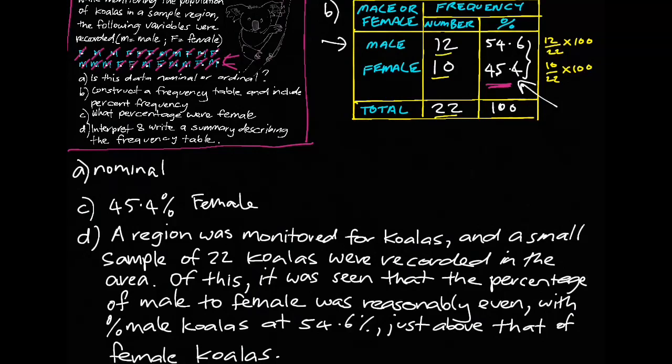So the important stuff here is letting people know what you're doing, the sample size, the fact that the results are reasonably even is important. And male koalas, you've given that value, and then you've just said that it's just above female koalas. You don't need to state the exact values because you've said they're reasonably even, and there's nothing that really stands out there other than that.